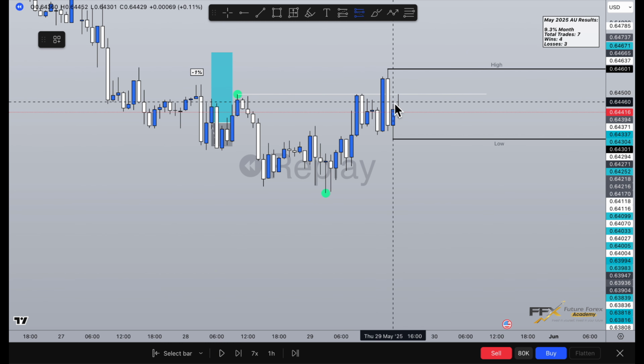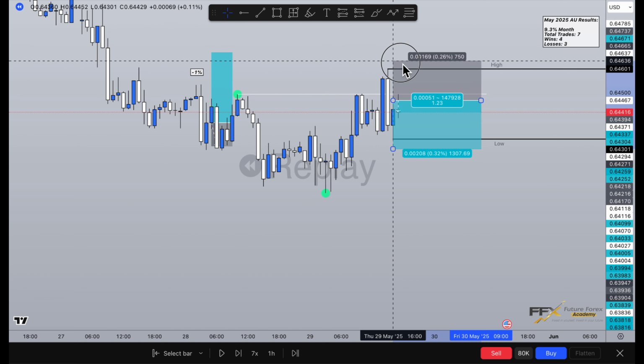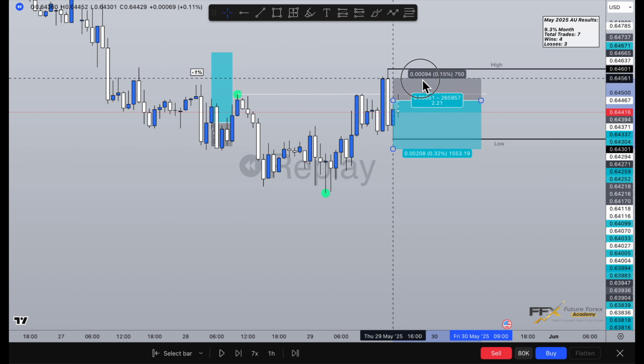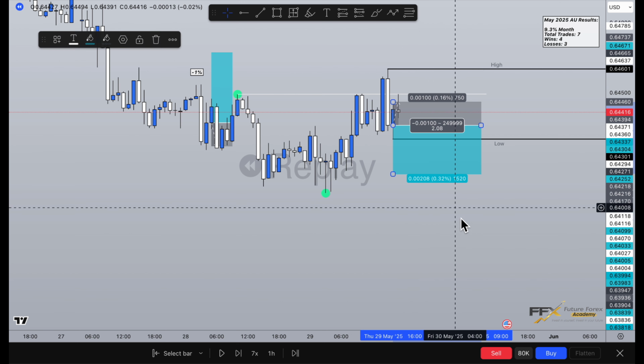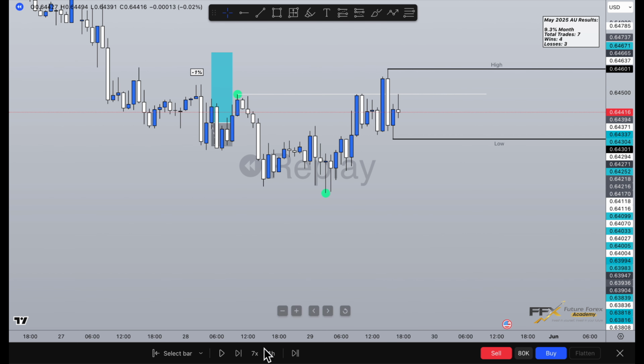Maybe if this candle closed around here, I would probably have taken this position just to have a bit of a larger stop loss than having this stop loss over there. So, that's a no trade for me.